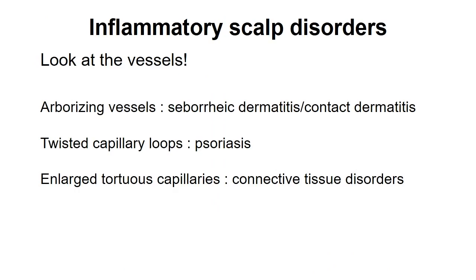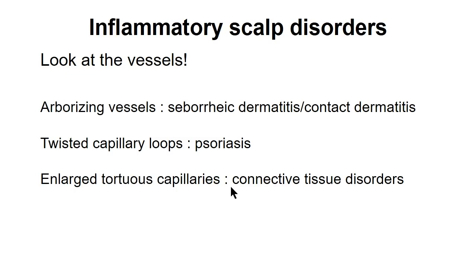Let's now look at inflammatory scalp disorders. The most important thing in inflammatory scalp disorders is to look at the vessels, because the vessels can help in making the diagnosis. In seborrheic dermatitis and contact dermatitis, you just see an increased number of arborizing vessels. In scalp psoriasis, you see the twisted capillary loops. And in connective tissue disorders, you have enlarged tortuous capillaries. I'm going to show you some examples of that.